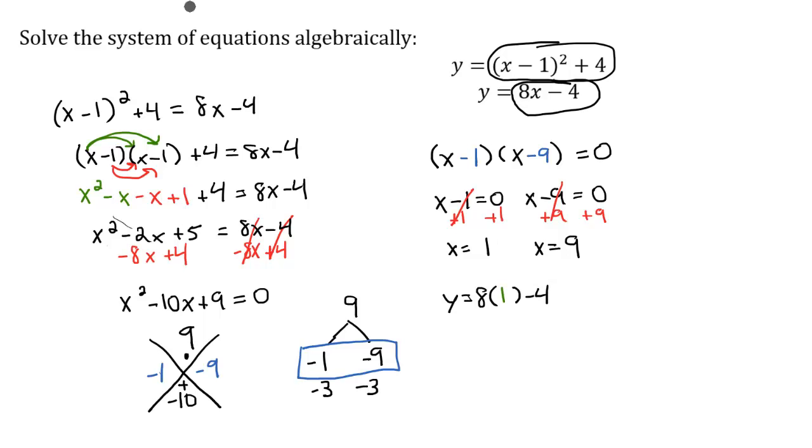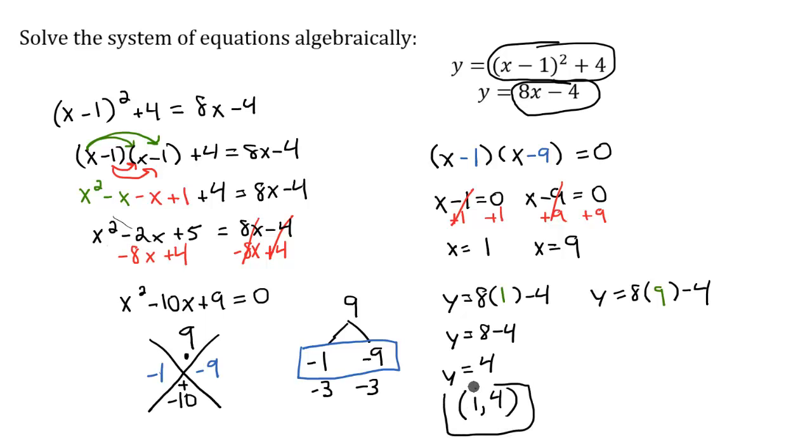I'm going to do the same thing over here on my right. I just rewrite my equation without an x, and then I plug in this x value, which is going to be a 9. Now let's simplify both of these equations. I have 8 times 1, which is 8, minus 4. That gives me y equaling 4. So when my x value was 1, my y value is 4. So that's going to be 1 point.